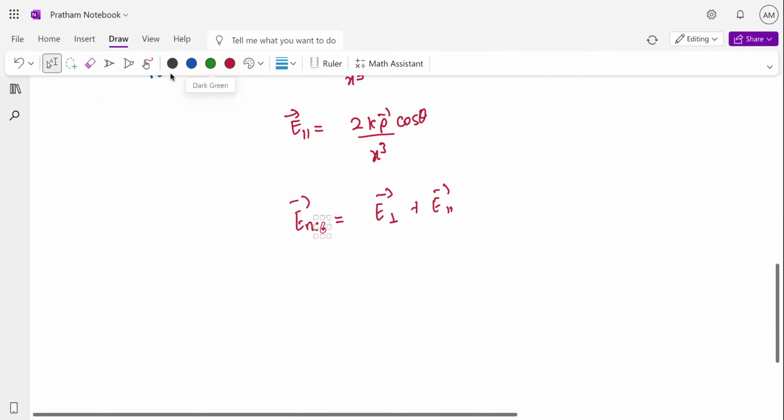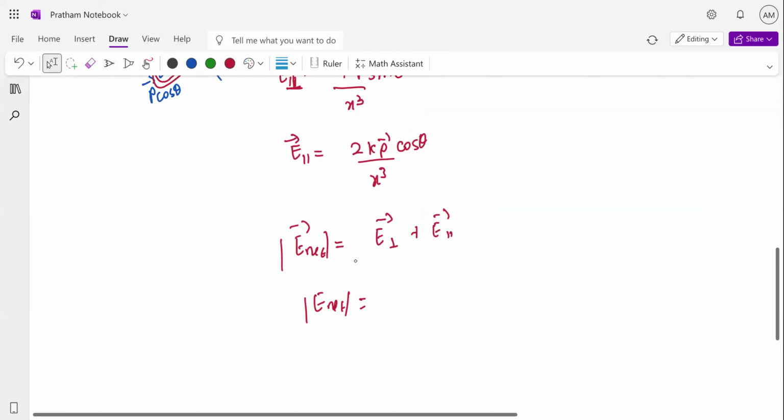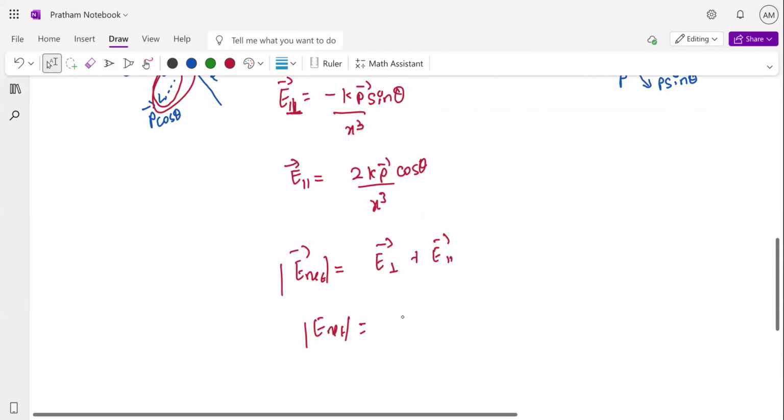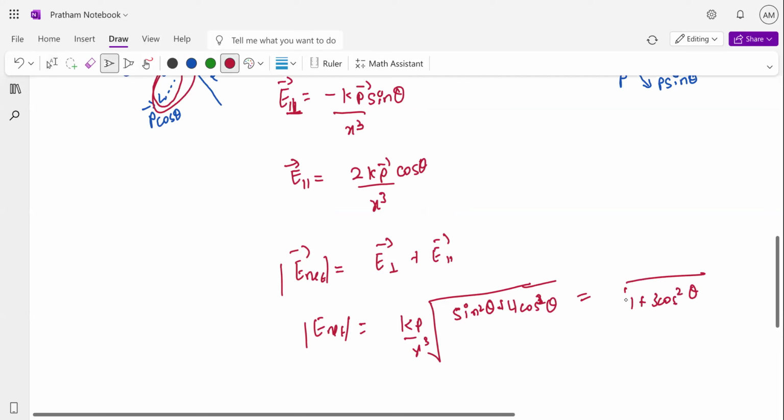So what you are going to get is, just do the magnitude first. Let's calculate the E net magnitude. When you do this, the square of this, the square of it, will come out as how much? 1, okay, kp by x cube we can take outside of the under root. The only thing inside is sine square theta plus 1 plus 4 cos square theta. Moreover, if you resolve it, it comes out as root of 1 plus 3 cos square theta, times kp divided by x cube. Is that clear? Yes.